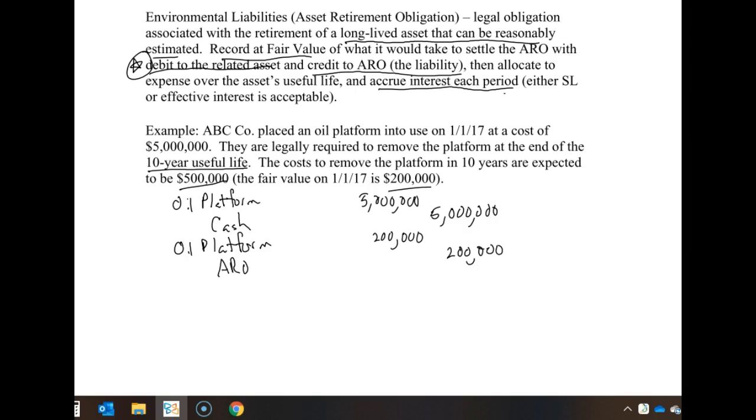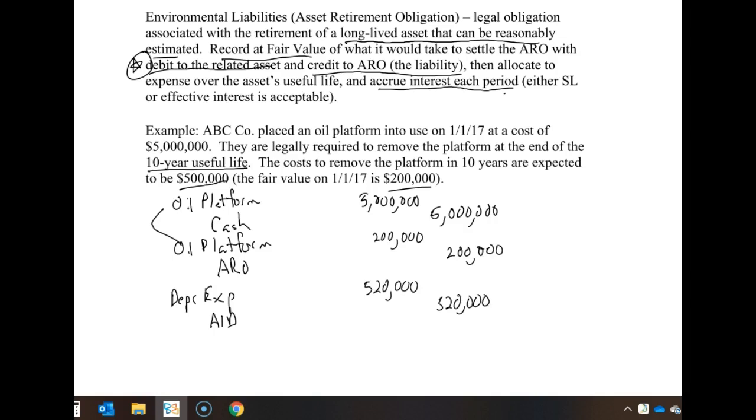Once again, if you go back to your fixed asset chapter, a lot of times the cost to restore an asset gets added into the cost basis. So by doing these two debits to oil platform, this second $200,000 is getting added into the cost basis of our fixed asset. Then we would have depreciation each period. We're just doing 1 year here, so we'd have depreciation expense and accumulated depreciation. We have $5.2 million in the asset, and over a 10-year life, that'll be $520,000 per year.